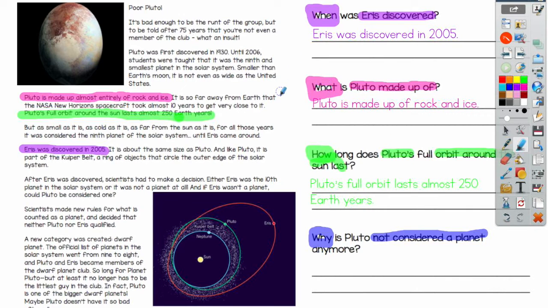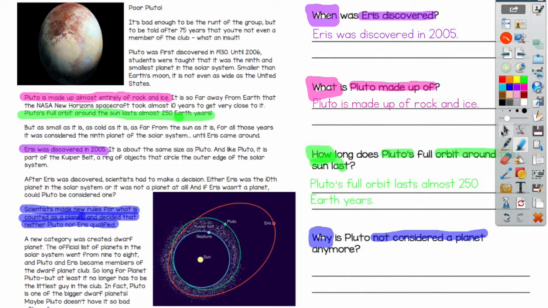So in the beginning of my story, we talk about Pluto, and then in the middle of my story, we're talking about how Eris was discovered, and that kind of caused why it was not considered a planet anymore. In paragraph 6, it starts talking about how Eris was discovered and they had to make a decision. This decision was to either make Eris the 10th planet in the solar system, or if Eris and Pluto should not be considered a planet at all. We move on to our next paragraph, and it talks about how scientists made new rules for what was counted as a planet. And through these new rules, they decided that Pluto and Eris did not qualify to be a planet. So this is the reason or the purpose why Pluto is no longer considered a planet in our solar system.